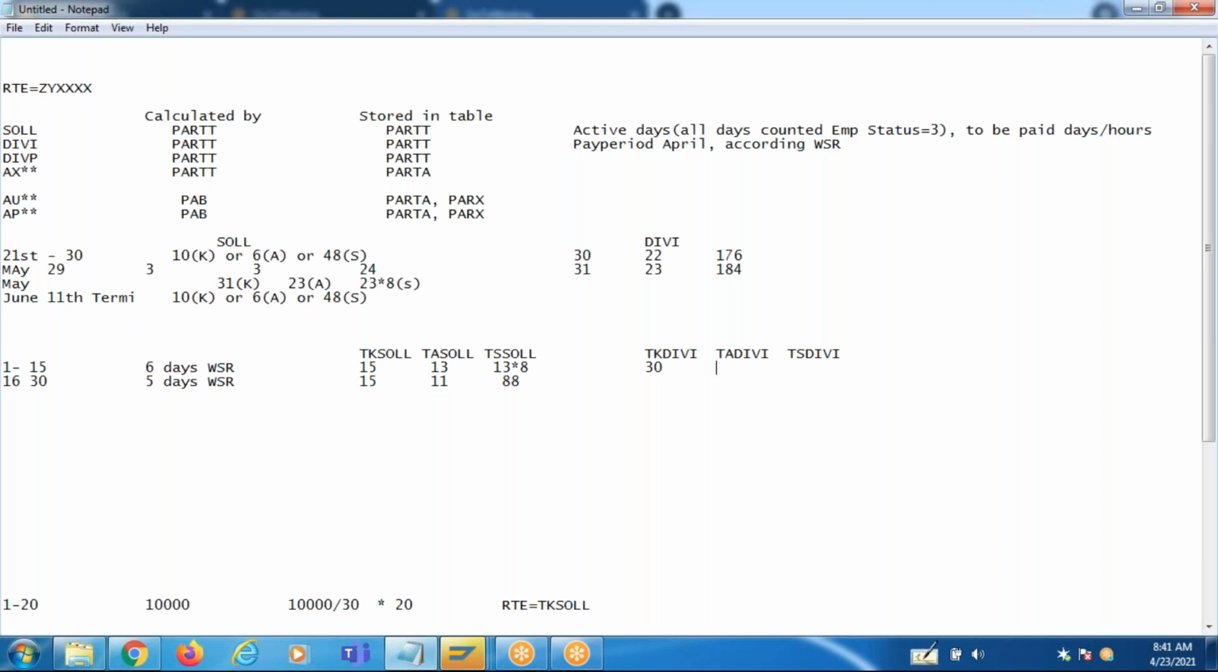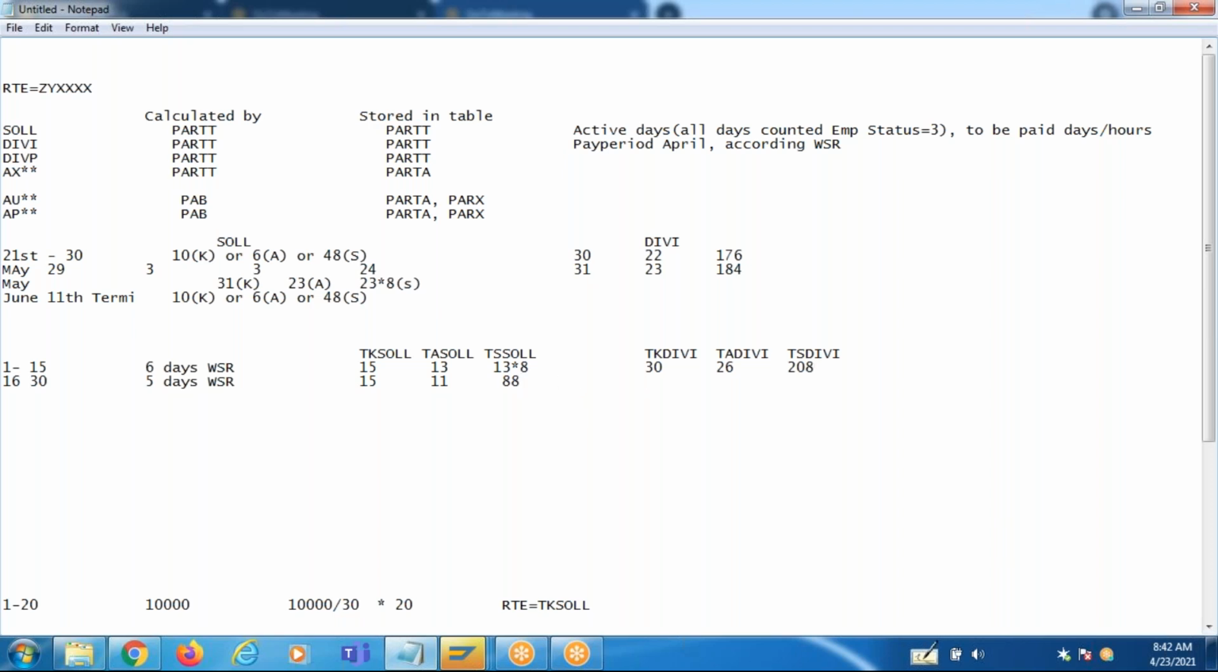Now tell me, this is what is important. Calendar days won't be changed. Based on work schedule, now ADAVA, SDAVA is important. Now tell me what is ADAVA here. 26, sir. 26, perfect. And here, 26 into 8. 208.